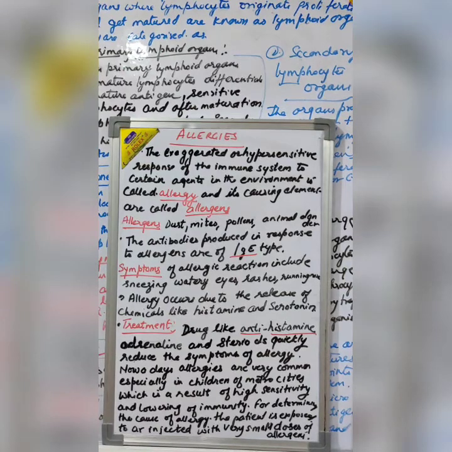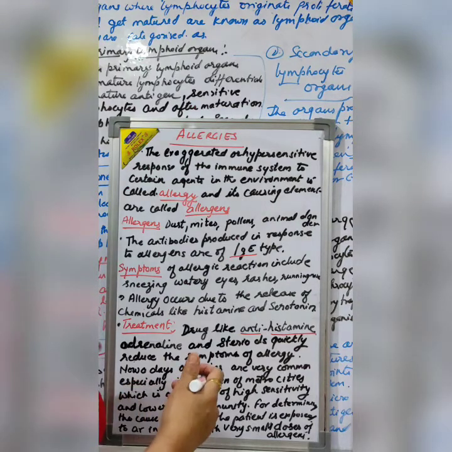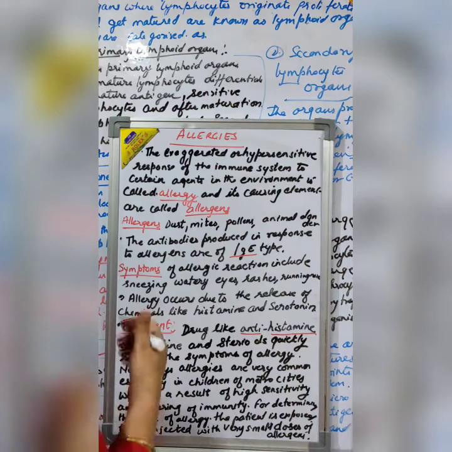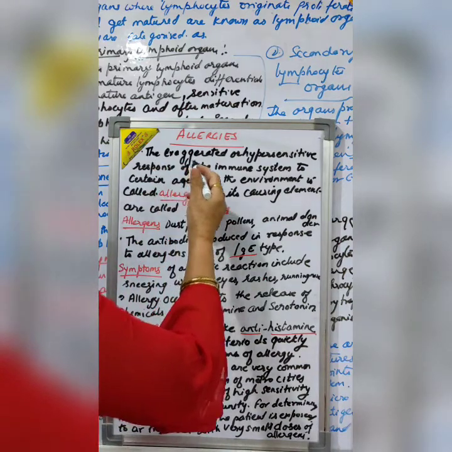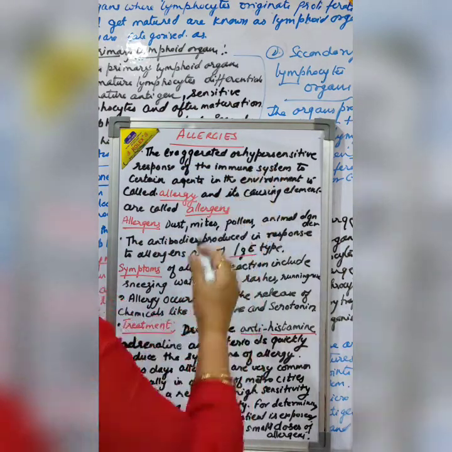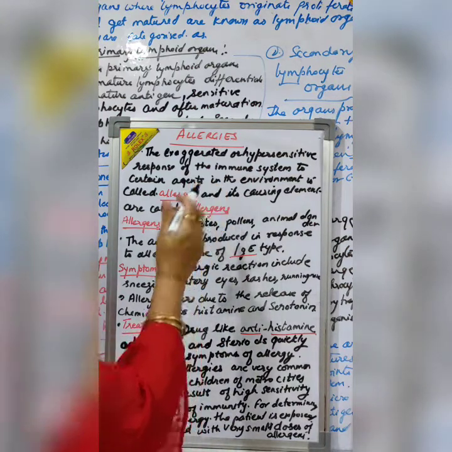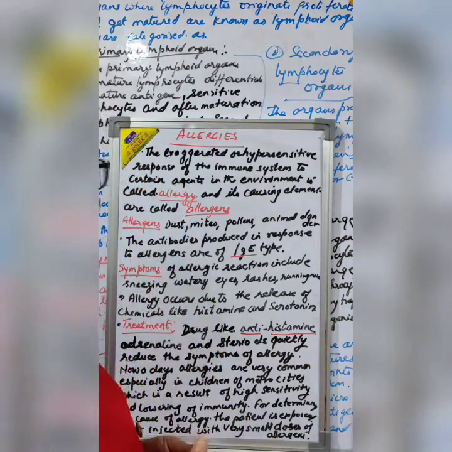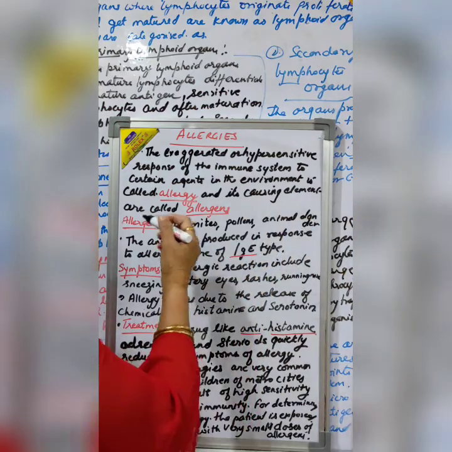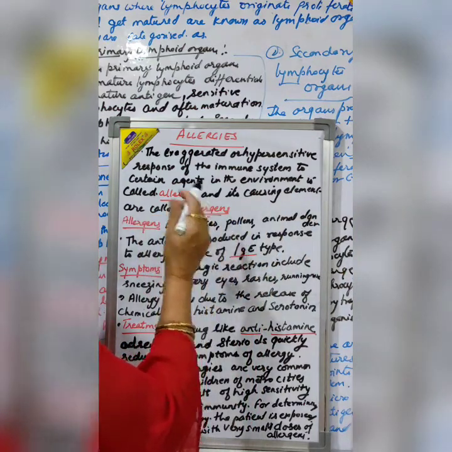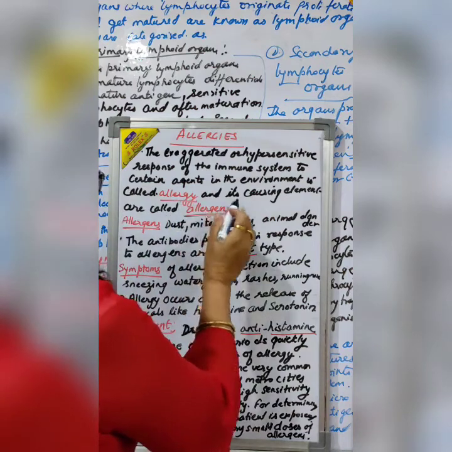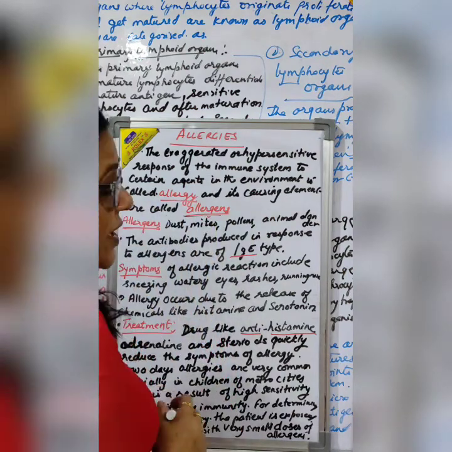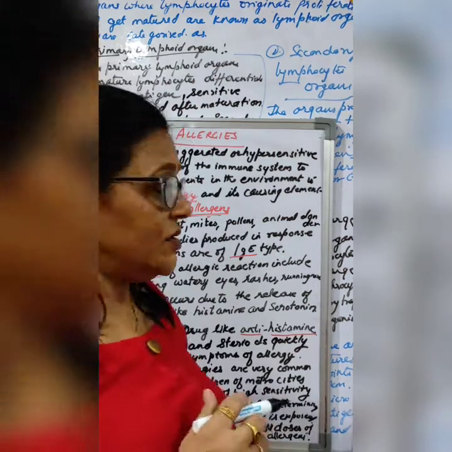Next topic we have is allergies. So allergy we can have with any agent. The exaggerated or hypersensitive response of the immune system to certain agents in the environment is called allergy, and the causing element is known as allergen. So the agents through which the allergy is caused are known as allergens.